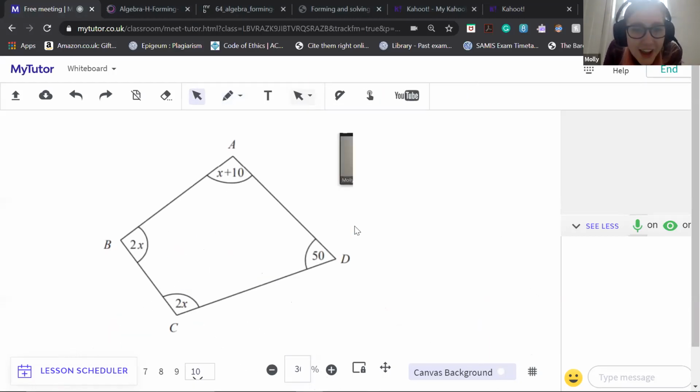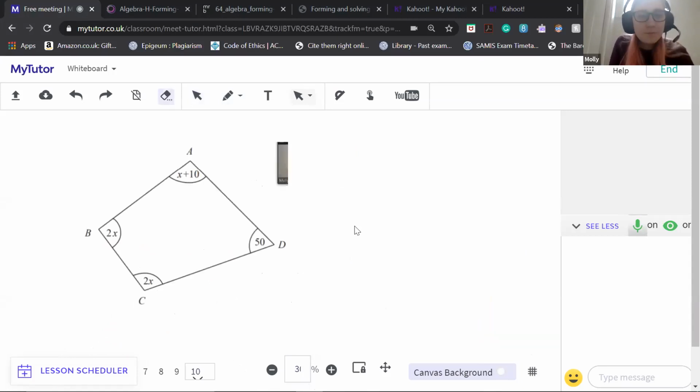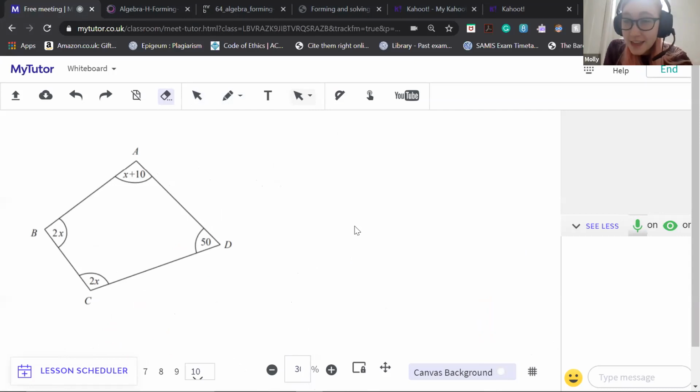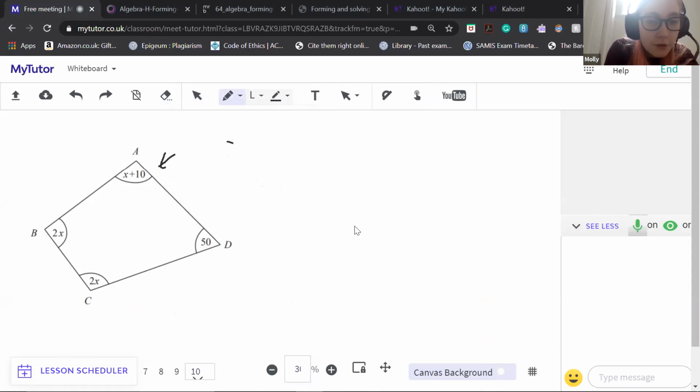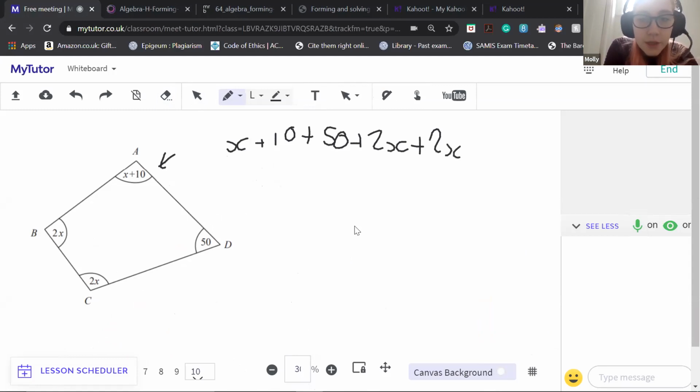Okay. So we've got this quadrilateral here. And what we need to know here is that all of the angles in a quadrilateral add up to 360. So for example, in a square, they're all 90, and in a rectangle, and so on. So we add them all up. We'll start here and go around clockwise. x plus 10 plus the 50 plus the 2x plus the 2x is equal to 360.